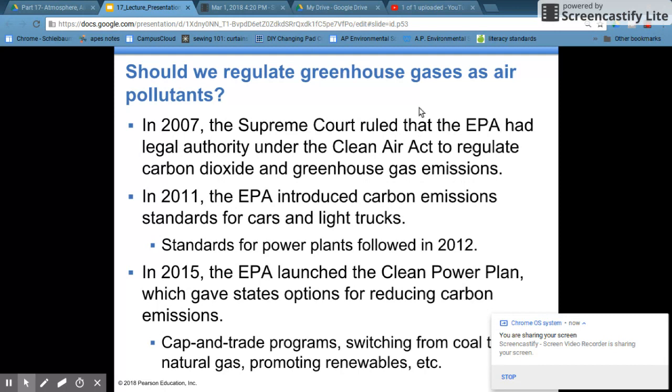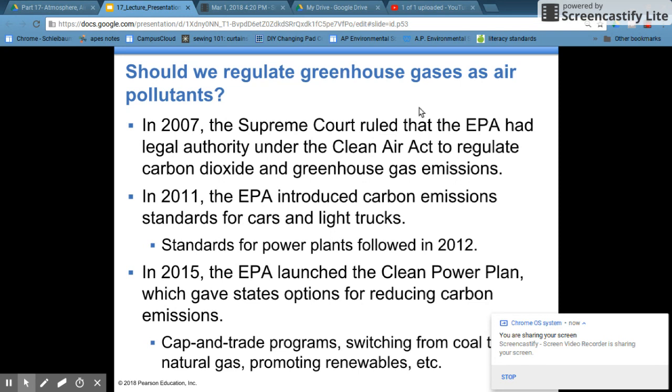And then in 2015, the Clean Power Plan was launched. Now, the Clean Power Plan is currently up for repeal. There are a lot of changes being made to it right now. So you can read some current events if you'd like to learn a little more about what's happening with the Clean Power Plan. But a big part of the Clean Power Plan is cap and trade, and you need to understand what cap and trade means.